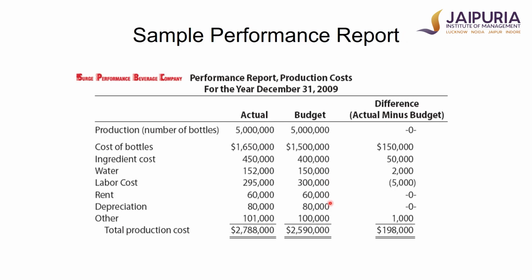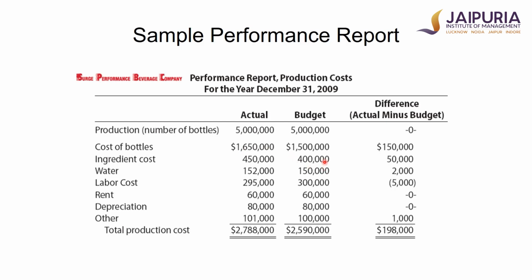Now this performance report is talking about the budgeted activities. So what should be the budgeted cost? Budgeted bottles were 5 million and the actual were also 5 million. But when we start comparing the cost incurred in various heads, the cost of bottles should have been 1,500,000, whereas the actual cost incurred is 1,650,000.